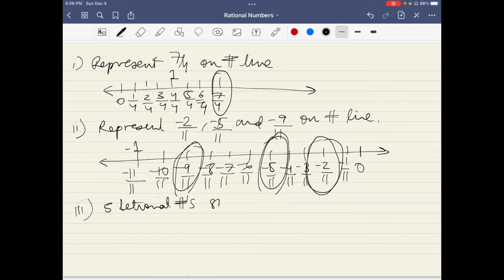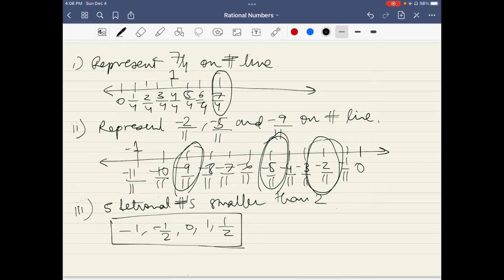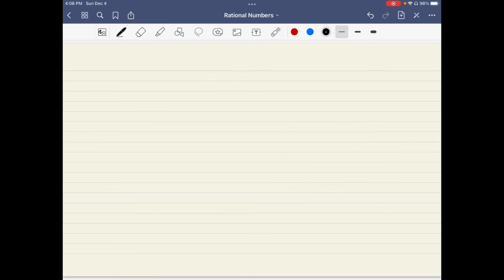Now let's look at the next question. 5 rational numbers smaller than 2. Minus 1, minus half, 0, 1, 1/2. There are many others before 2 comes. So these are some of the rational numbers that we have gathered that are smaller than 2. Now moving on.